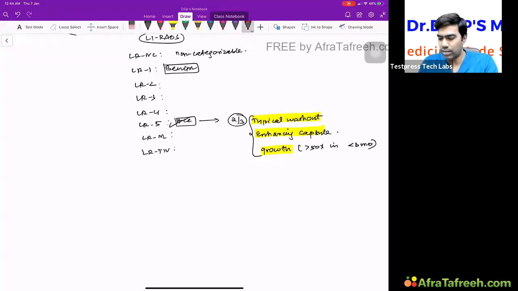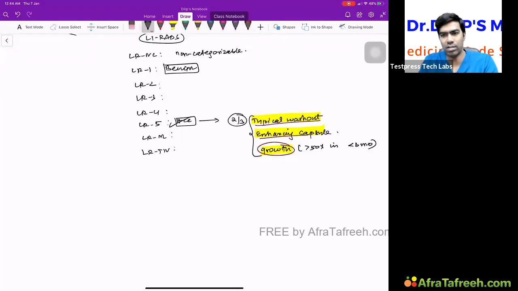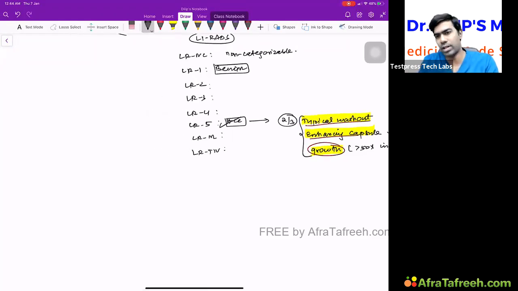In the sense, even if you don't demonstrate the growth, if you have a typical washout and enhancing capsule, that itself will tell you it's an HCC. So that is LI-RADS 5. That's typical. Almost all the phases of HCC will be there, LR5. LR1, on the other hand, is typically benign. You are very confidently telling that's a hemangioma. So LR2 we can call probably benign, and LR4 we can call probably malignant.